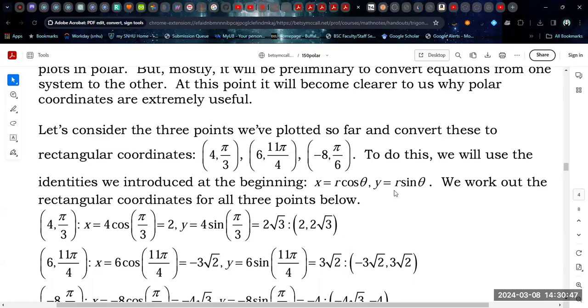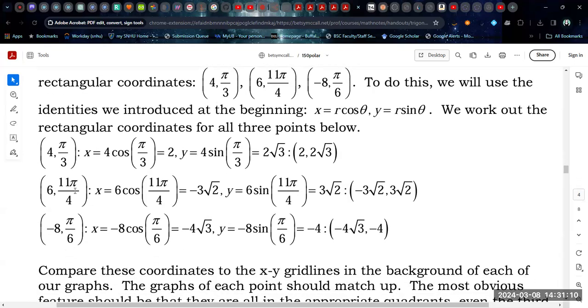And if I plug that information into my R sine theta formula, then this is pi over 3 times 4. 2 pi over 3 is going to give me square root of 3 over 2, and times 4 is going to give me 2 square root of 3. And so my coordinate point in rectangular form will look like this.